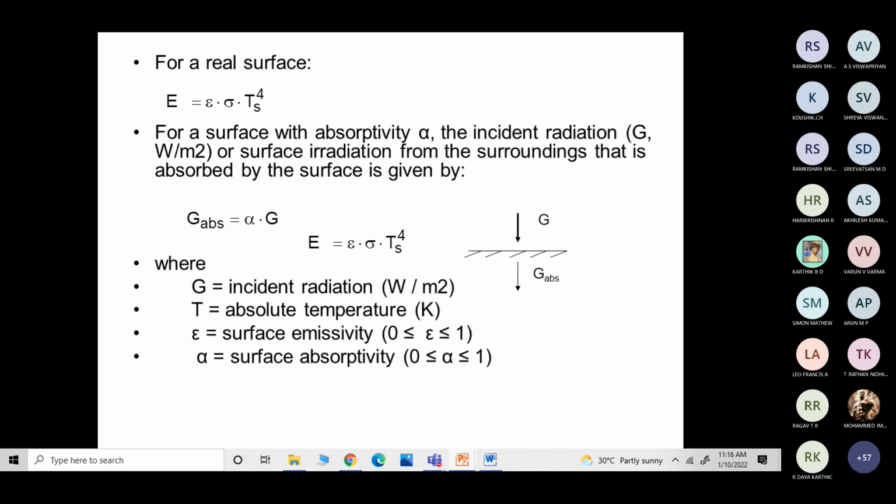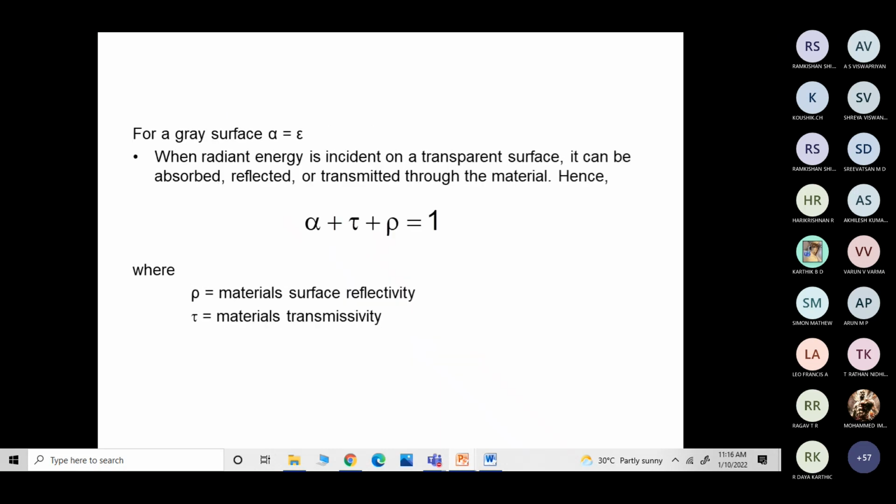Especially the incident radiation. If you have absorptivity, which is denoted by alpha, then it will be in the range of 0 to 1. Similarly, emissivity is also in the range of 0 to 1, except for the white body. A white body reflects all, it won't absorb. So those things you should know.